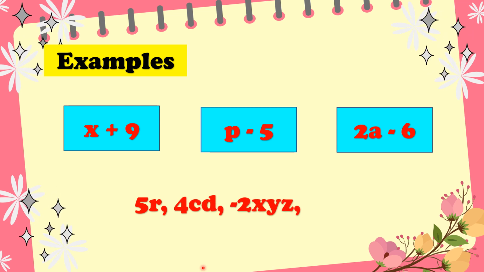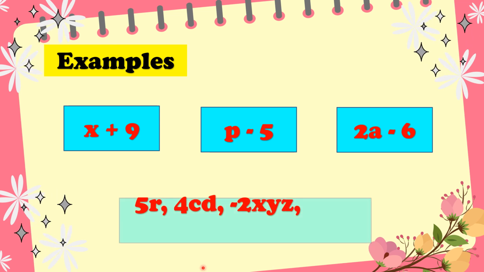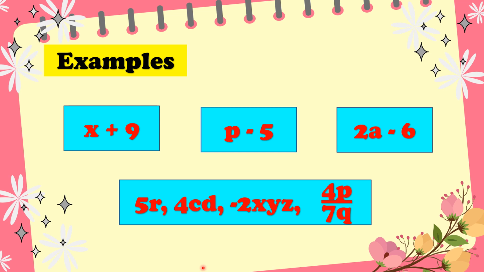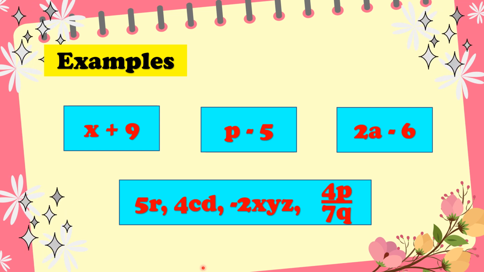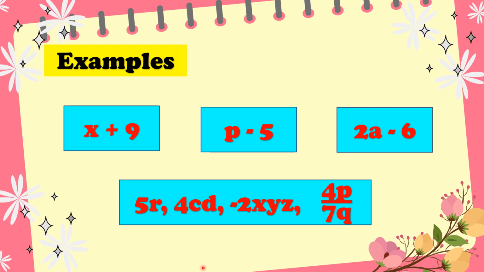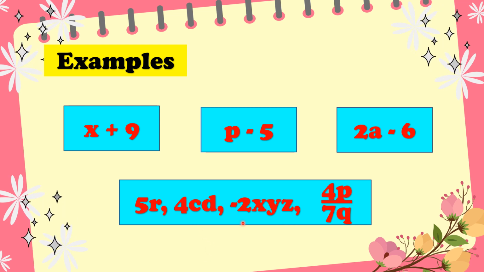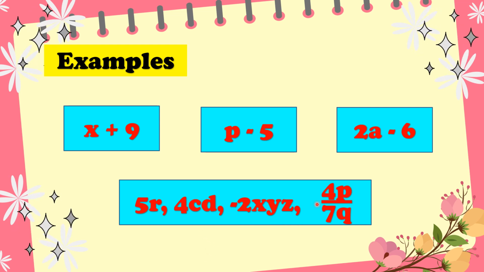An algebraic expression can be a combination of a constant and a variable, which are called coefficients. And they could also be terms combined by multiplication or division.